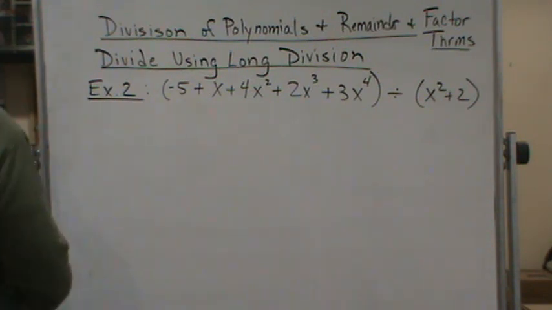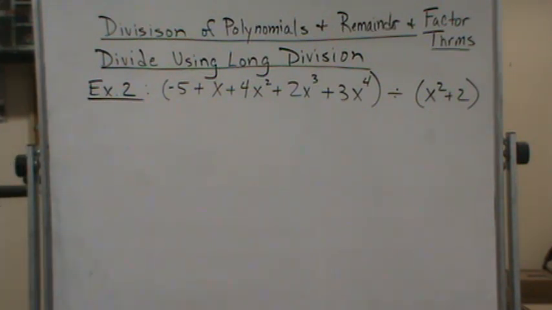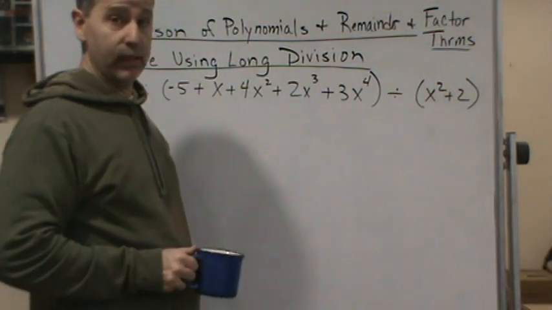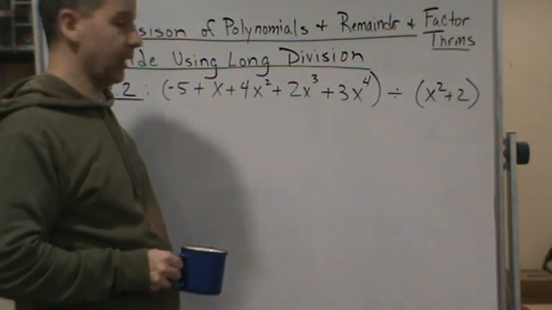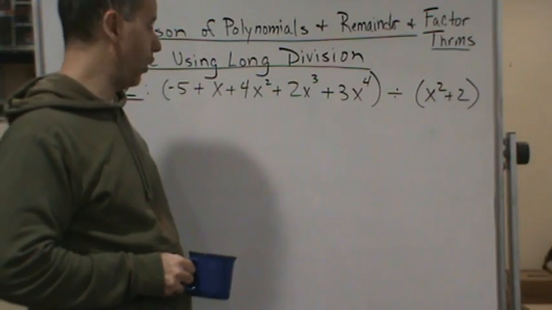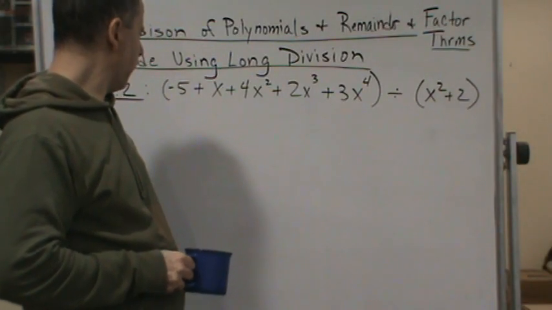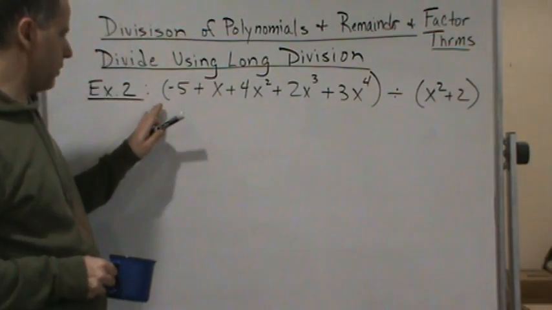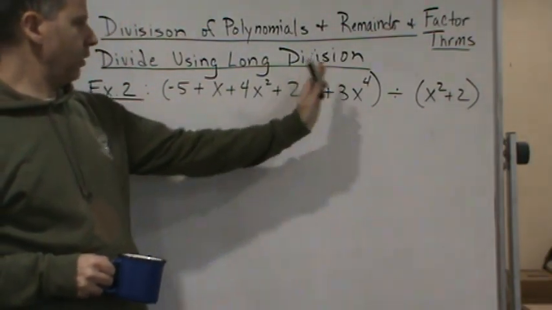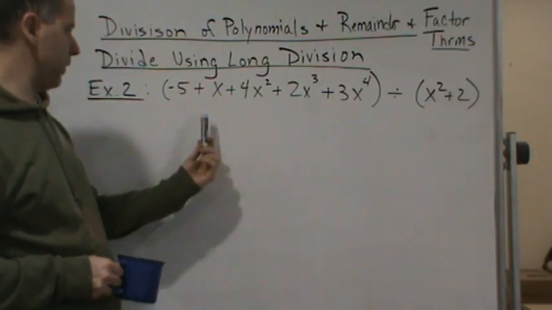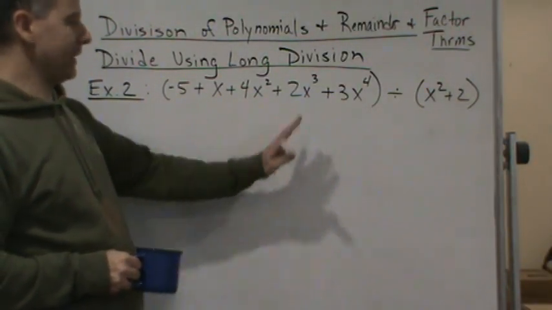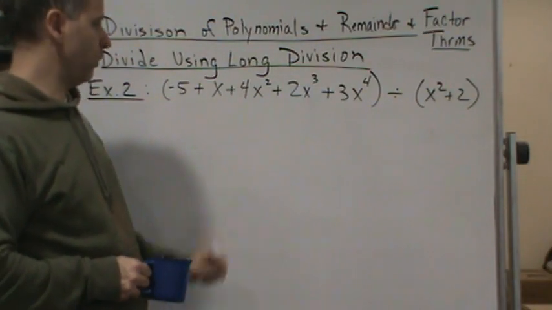All right, welcome back. So now we're going to do another example of doing long division, and then we're going to write this in two different ways, like we showed in the last video. The other thing too is notice how the dividend here is written in increasing order of the exponents on the x terms. We want to write that in decreasing order, so always want to write that.